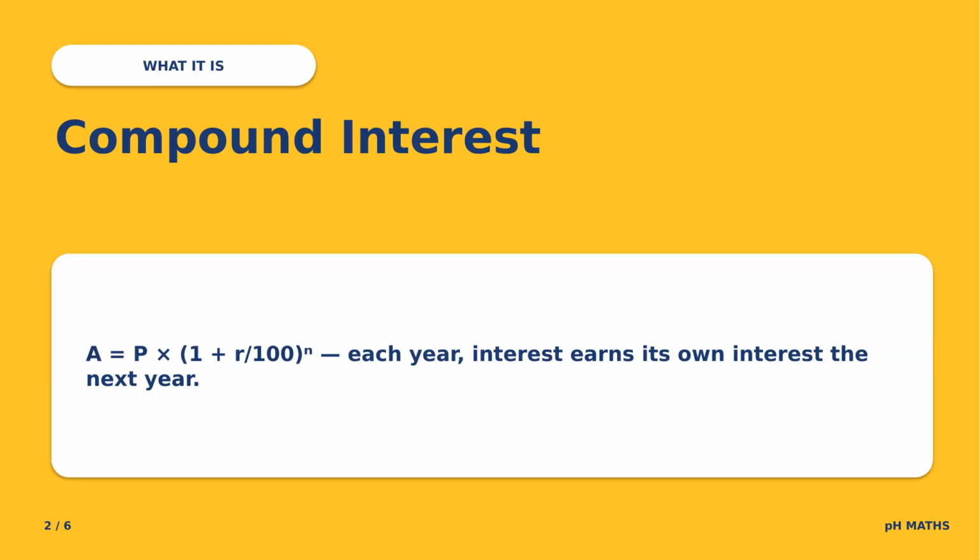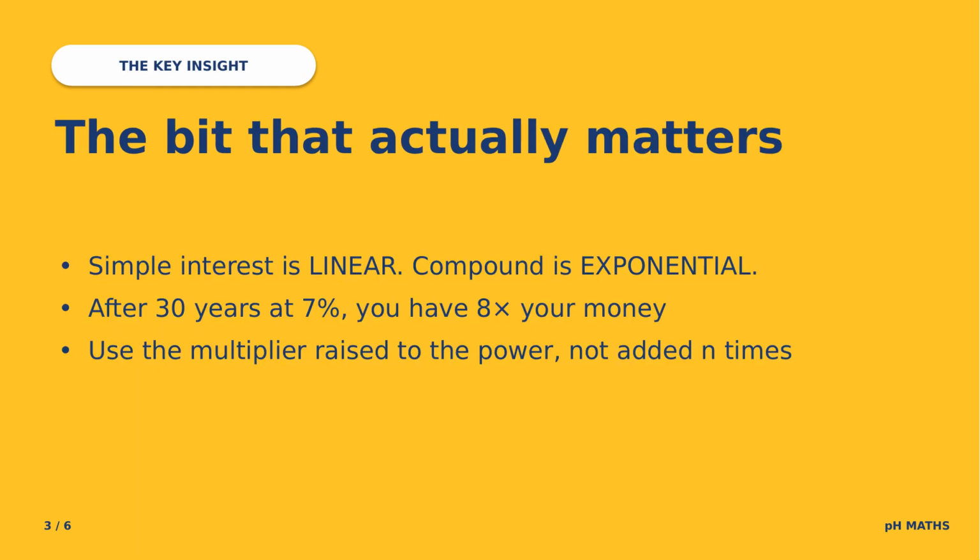Compound interest formula. A equals P times (1 plus R over 100), all raised to the power n. P is the starting amount. R is the rate as a percentage, n is the number of years, the bracket is the multiplier. Raise it to the power, then multiply by P. Because each year your interest earns its own interest in the next year. That's the compounding bit.